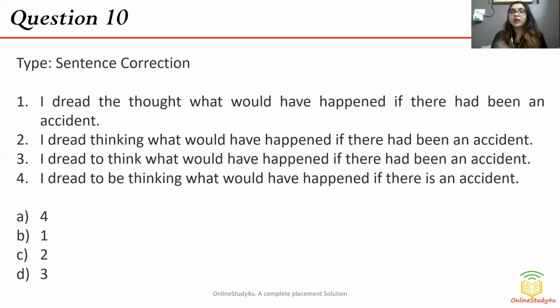So your first is also gone. That leaves us with 2 and 3. I dread thinking what would have happened, and I dread to think what would have happened if there had been an accident. Now we are not looking at using the continuous tense, right? We are looking at using just simple: I dread to think what would have happened if there had been an accident. So your correct answer option is 3, but according to your answer key, it will be option D, D for Delhi.